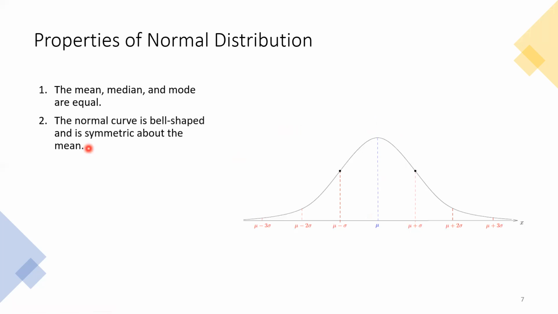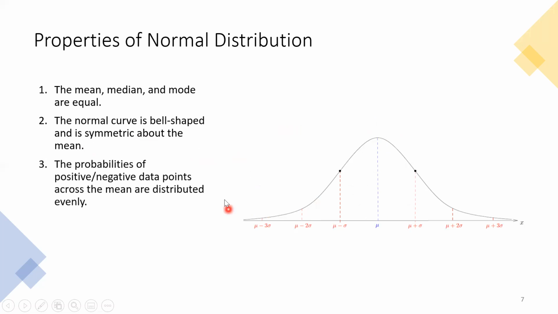The normal curve shape is a bell shape and is symmetric about the mean. Symmetry means the center point has the mean, and the left side area and the right side area are mirror images of each other. The probability of the negative side and the positive side are equal, or I can say that the probability of the left side and the right side are equal because they are spreading with the same pattern.